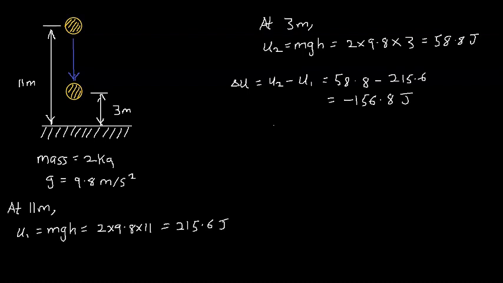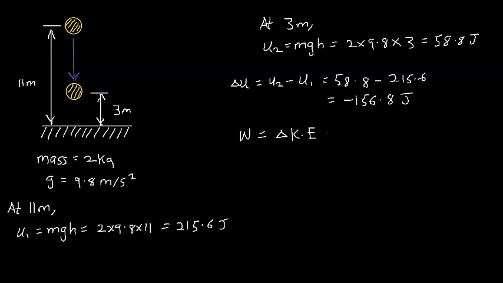We see that its change in potential energy is negative, meaning that in dropping from a height of 11 meters to a height of 3 meters, its potential energy has reduced. Now we want to find its velocity when the object is at a height of 3 meters above the Earth's surface. From our work-energy relation, we know that the work done by gravity on the object is equal to the change in its kinetic energy.